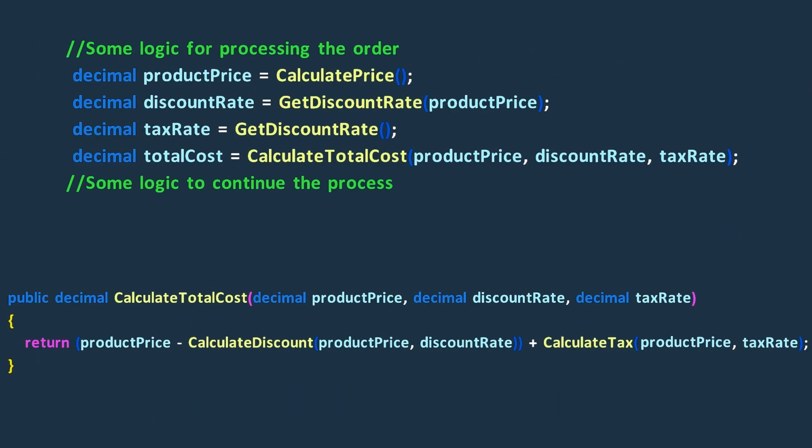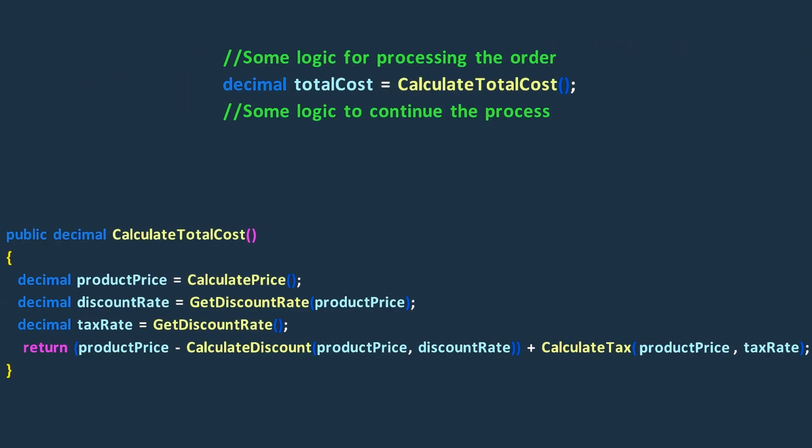Previously our process involved calculating the product price, then determining the discount percentage based on that price, and finally obtaining the tax rate. We used all these values to calculate the final cost. But now we have simplified things. We directly calculate the total cost without showing the step-by-step calculation. In programming, we refer to this concept as abstraction, which is one of the fundamental principles of object-oriented programming.